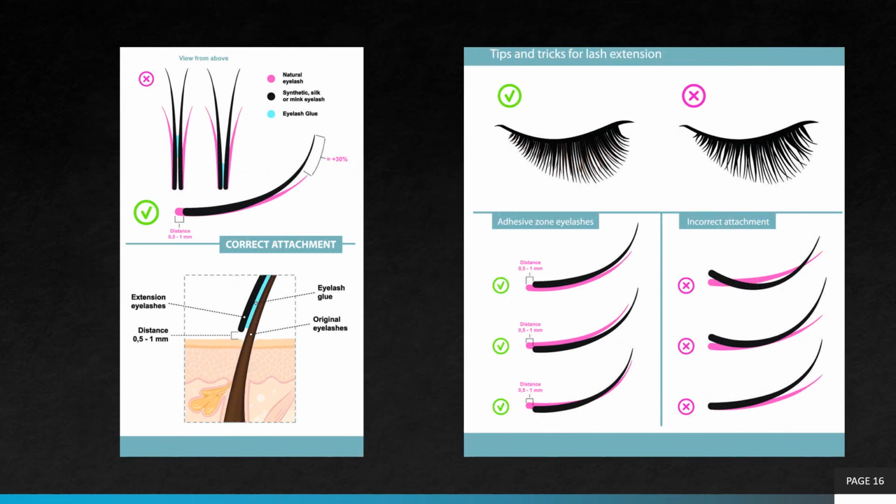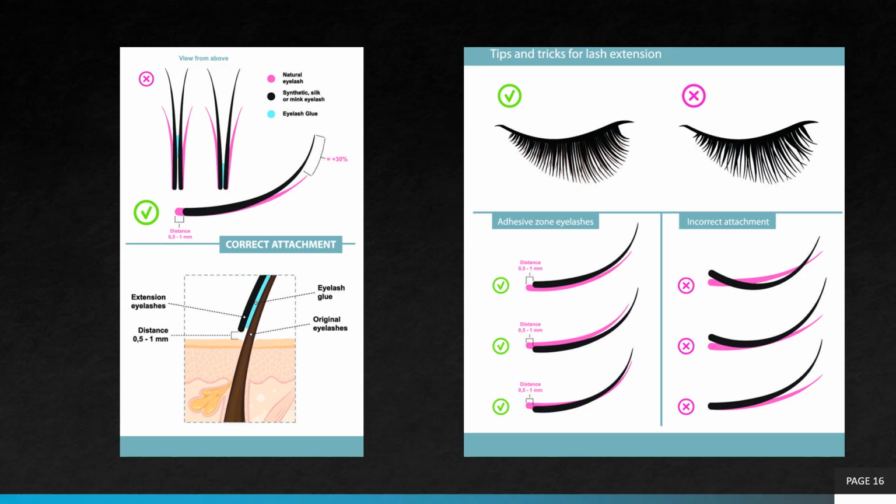When applying lash extensions, it's crucial to follow the correct techniques to ensure a safe and long-lasting result for the client. First, when attaching the extension, it should be placed about 0.5 to 1 millimeter away from the eyelid. This spacing is important because it prevents the extensions from touching the skin, which could cause irritation, and it allows the natural lashes to grow freely.